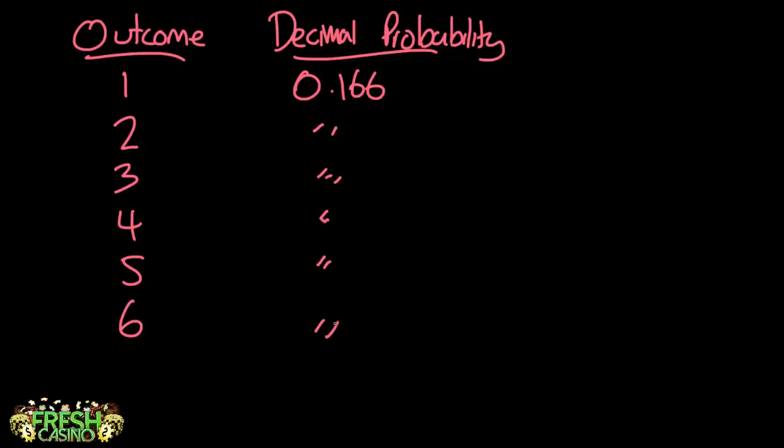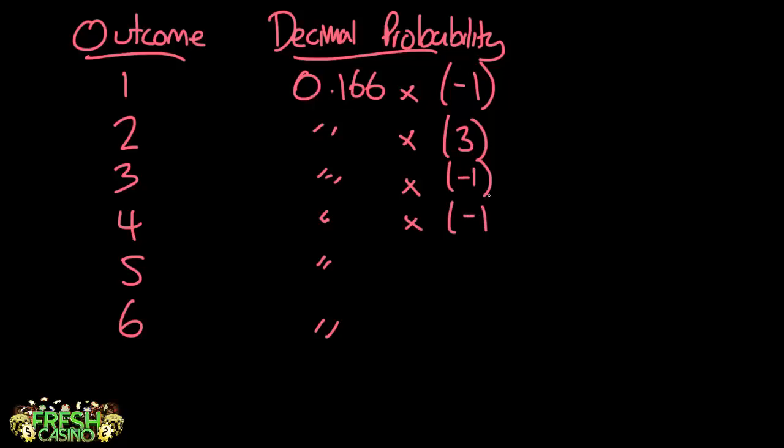Now let's look at what would happen in each of these rolls. So this is step 2. Remember, step 2 is multiply the probability of each outcome by the result it has. So the result of rolling a 1 is you lose £1. The result of rolling a 2 is you gain £3. Rolling a 3, you lose £1. Rolling a 4, you lose £1. 5, lose £1, and 6, you lose £1. Then we multiply these all together.